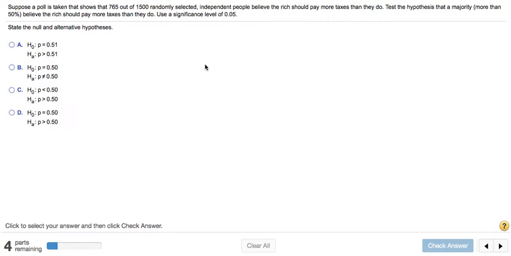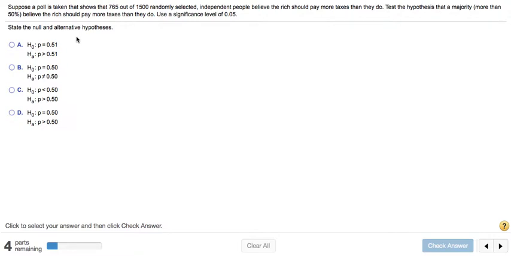Suppose a poll is taken that shows that 765 out of 1,500 randomly selected independent people believe the rich should pay more taxes than they do. We want to test the hypothesis that a majority, that's more than 50%, believe the rich should pay more taxes than they do. And we're going to use a level of significance of 0.05, which is 5%.